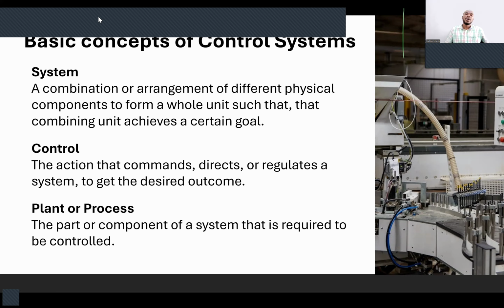Okay? So the first definition we will do is to define a system. So when we refer to a system, we're referring to a combination, right, or an arrangement of different physical components that work together as a single unit to achieve an aim.